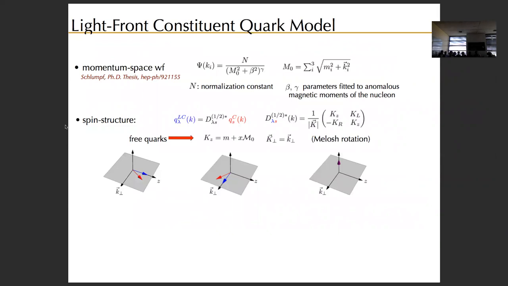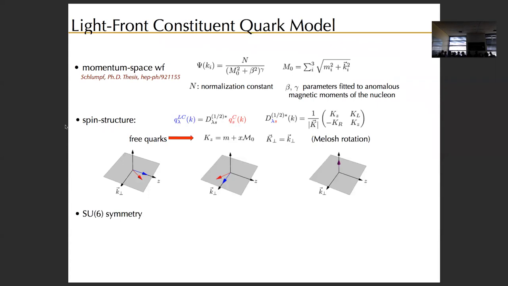That means the dependence on K perp introduced in the boost brings some orbital angular momentum component in the light front wave function. So you can start with a wave function like this one, with orbital angular momentum equal to zero, and by boosting in the infinite momentum frame, you get something which has non-zero orbital angular momentum.